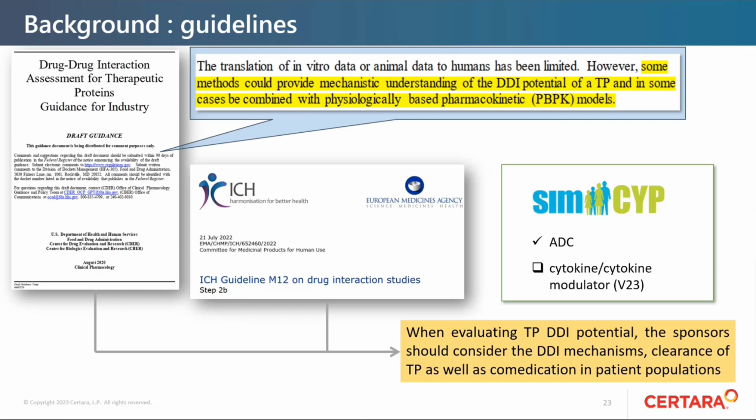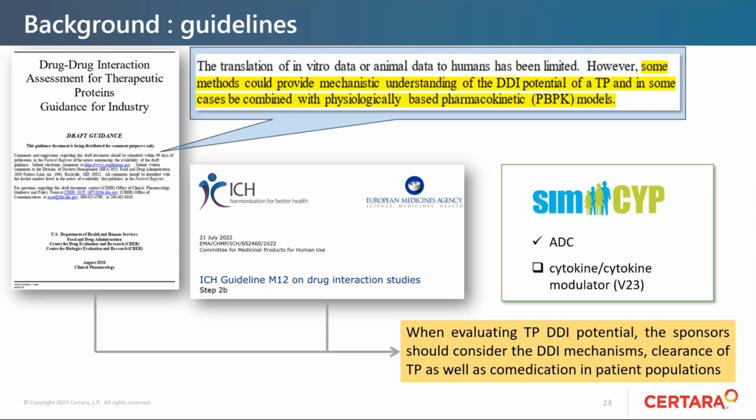In 2020, FDA released a draft guidance of DDI assessment for therapeutic protein, with specific mention of the utility of PBPK models in providing mechanistic understanding of DDI potential for therapeutic protein. And in July last year, ICH released a draft guidance M12 on drug interaction studies. Both FDA and ICH suggested that when evaluating therapeutic protein DDI potential, the sponsor should consider the DDI mechanism, clearance of the therapeutic protein, as well as the co-medication in the patient population.